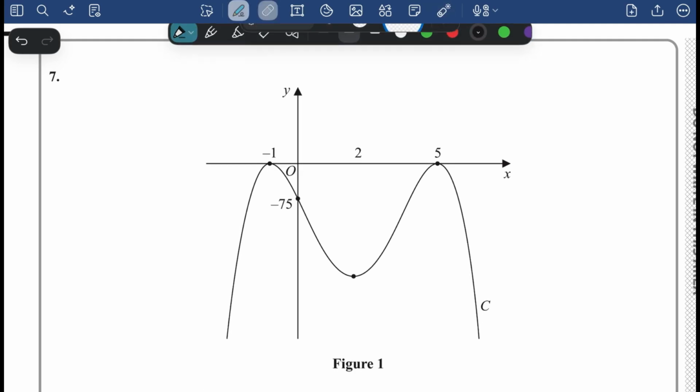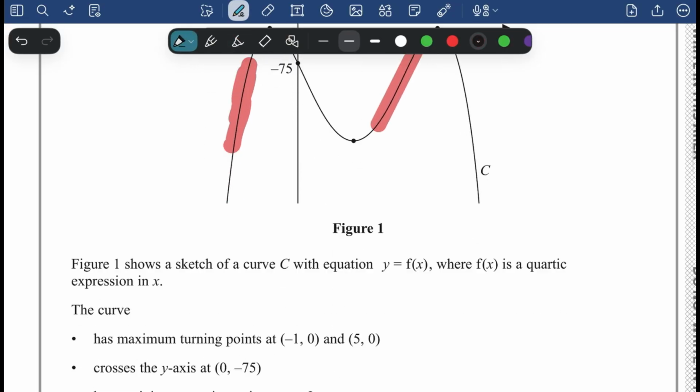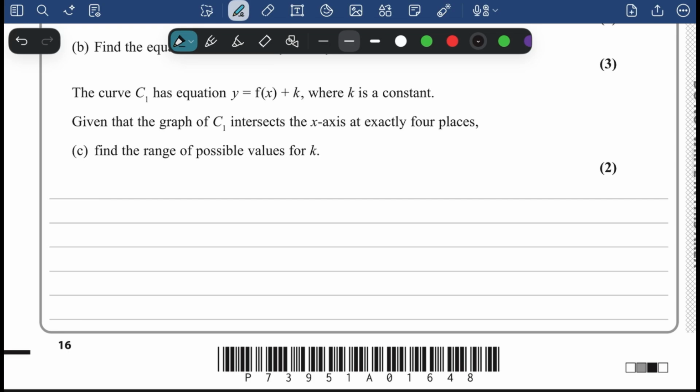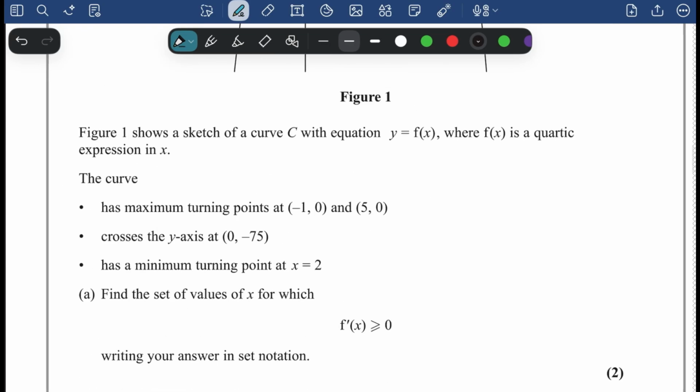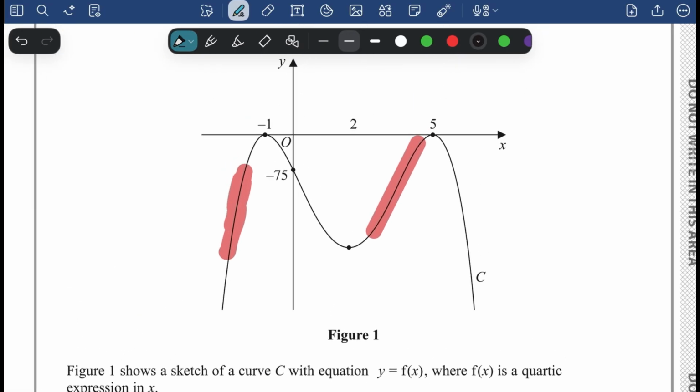Well, there's points I can spot right now, right? Where the graph is becoming more positive, it's changing positively. All the values on this side of minus 1, and all the values between 2 and 5 is when it's increasing, right? Because you can see between minus 1 and 2 it's going down, after 5 it's going down. So we can say that when x is less than or equal to minus 1, it is increasing, or is greater than or equal to 0. And between 2 and 5 it also is, right?